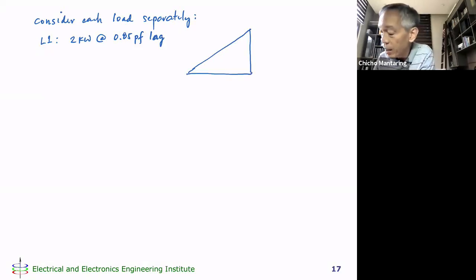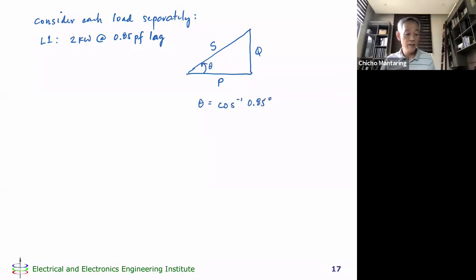Remember that. You remember our power triangle? Okay. Power triangle. This is S. This is Q. This is P. What is this angle? This angle is theta, where theta is the arc cosine of 0.85.